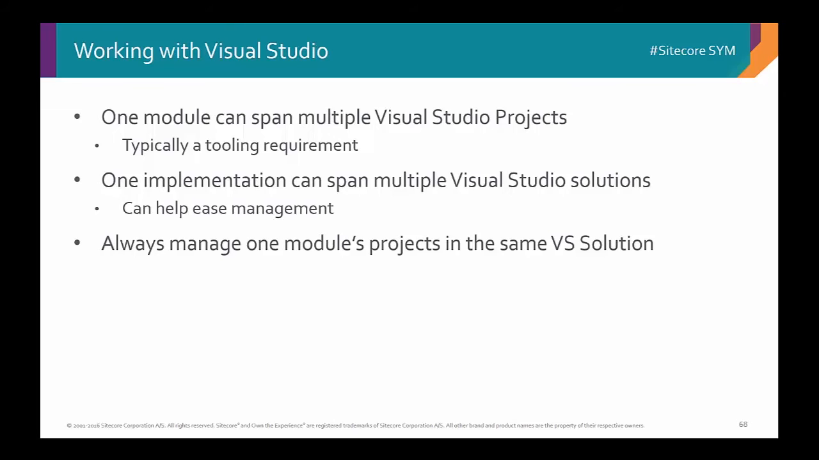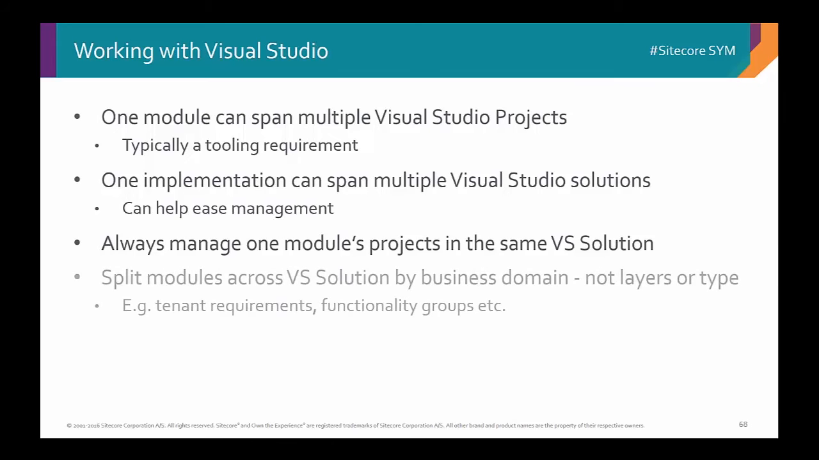But don't split Visual Studio projects over Visual Studio solutions by type. If you start doing that, you've misunderstood everything I've said for the last hour, two hours. So don't put all your unit tests in one, and don't put all your code projects or all your Sitecore projects in one. That would be fairly contradictory to the whole architecture.